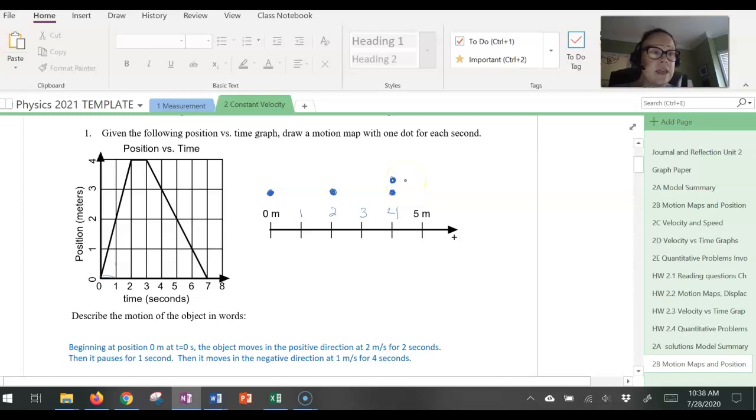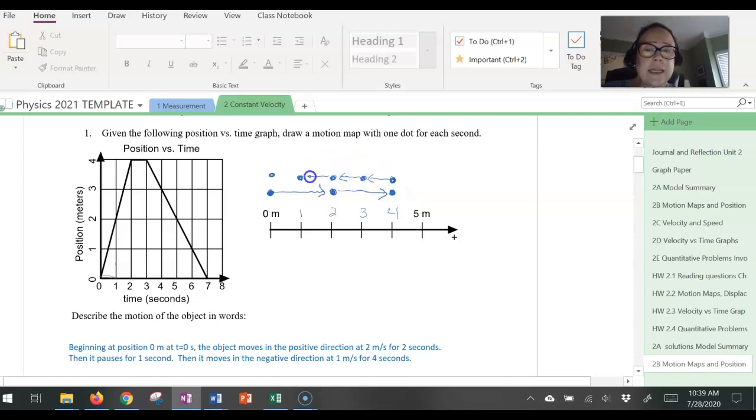And then the object starts moving back in the negative direction. So at time 4, it's at position 3. At time 5, it's at position 2. At time 6, it's at position 1, and at time 7, it's at position 0. Now that I've put the position dots in, I'm going to draw in the velocity vectors. They need to point in the direction that the object was moving.